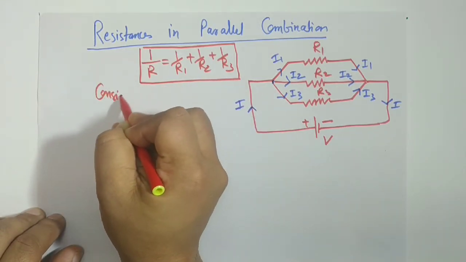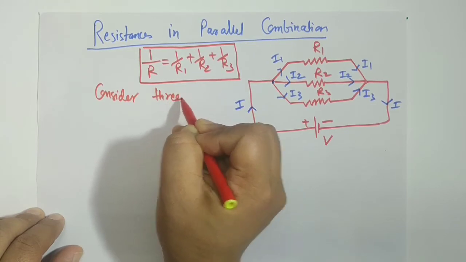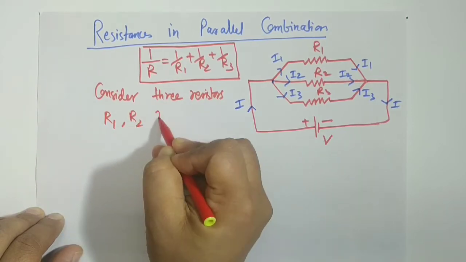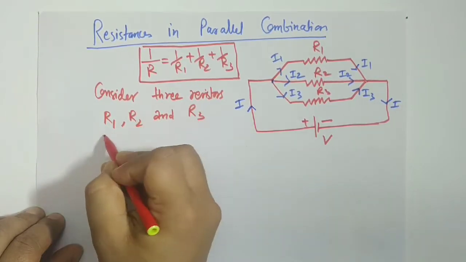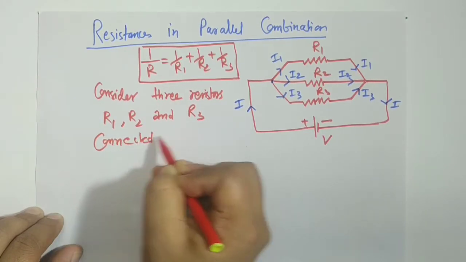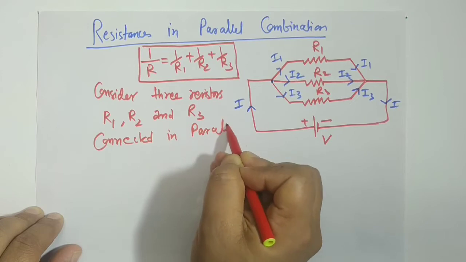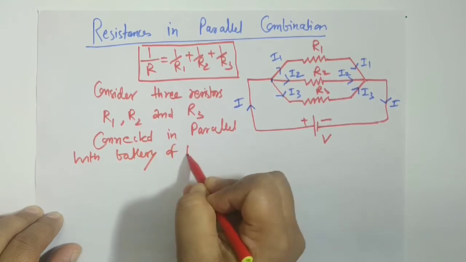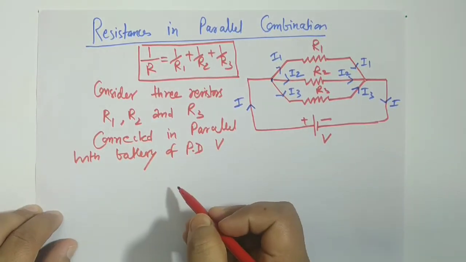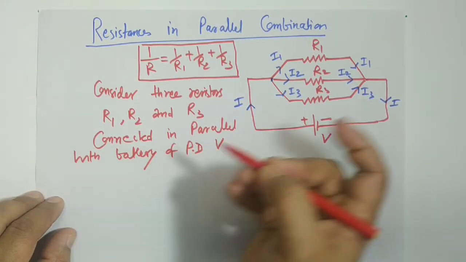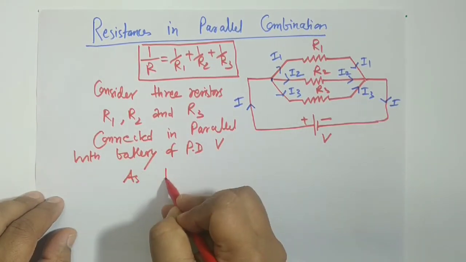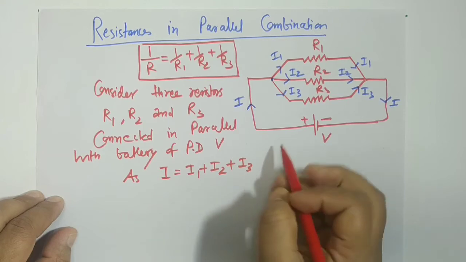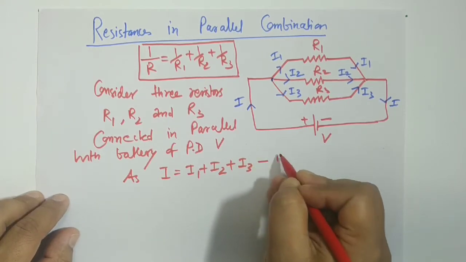So consider three resistors, say R1, R2 and R3, connected in parallel with a battery of potential difference V. All of you know how it works. Now here if you see, I is what? I1 plus I2 plus I3, because the current is dividing. This is the first equation.